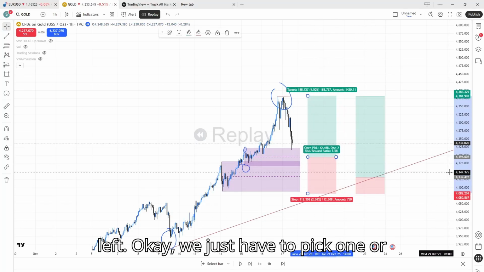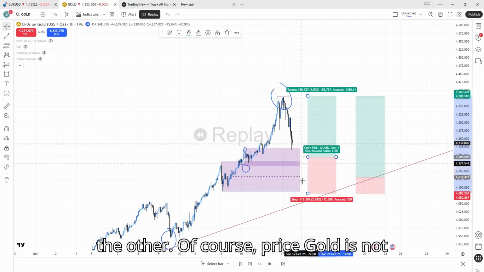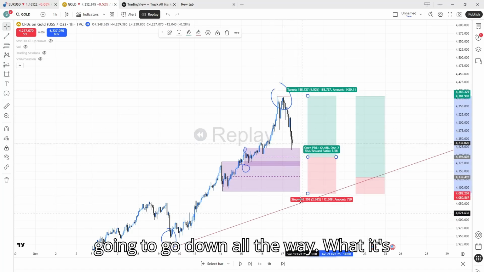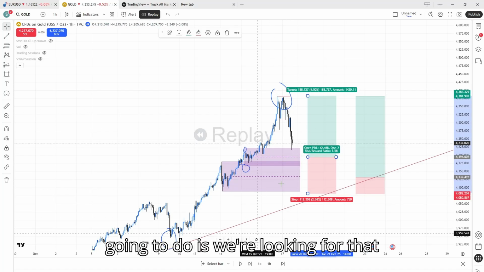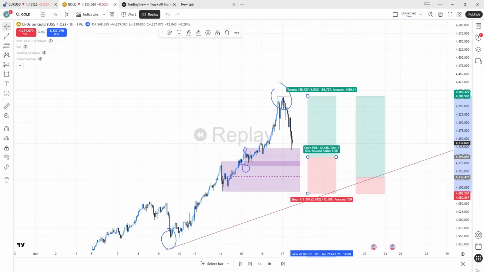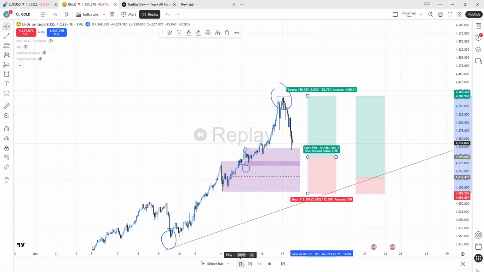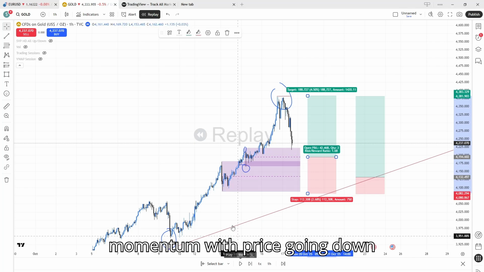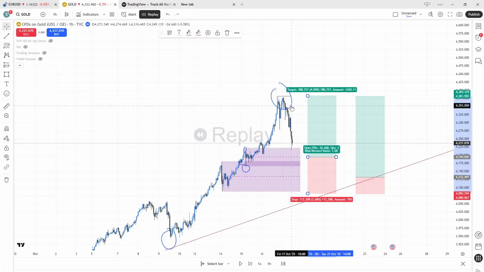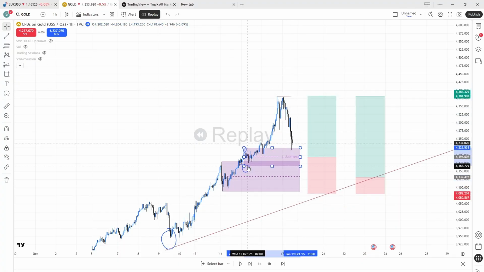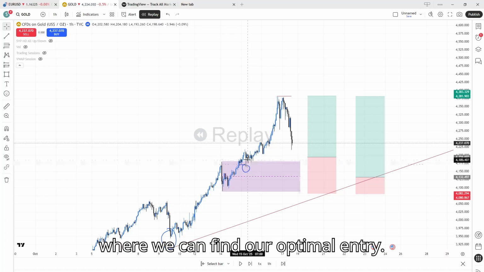Okay, we just have to pick one or the other. Of course, price gold is not gonna go down all the way. What it's gonna do, we're looking for that rebound. All right, so let's see what price gives us as far as the momentum with price going down and where we can find our optimal entry.